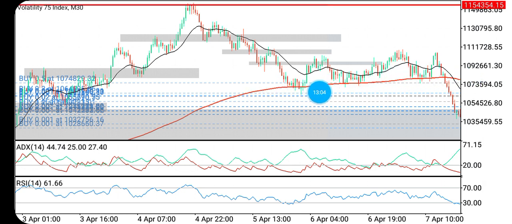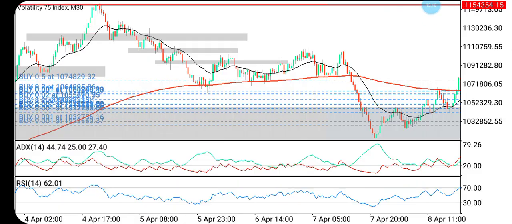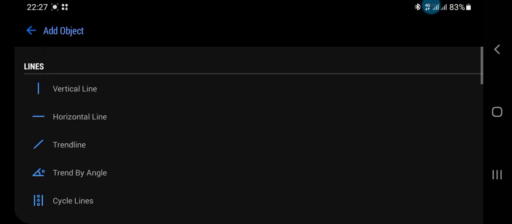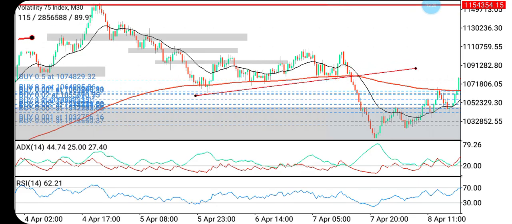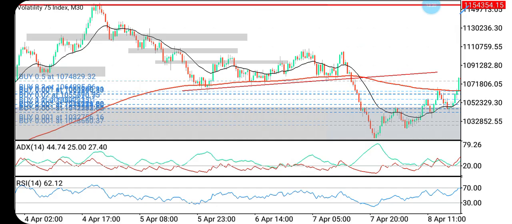Then I now see this moving average appearing below here. I say okay, this could be a very, very strong support zone. Then I put my stop loss above this level. Then draw my trend line this way. Then wait for this market to break this trend line.